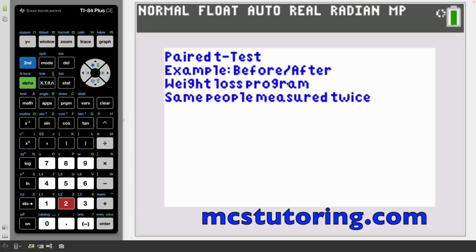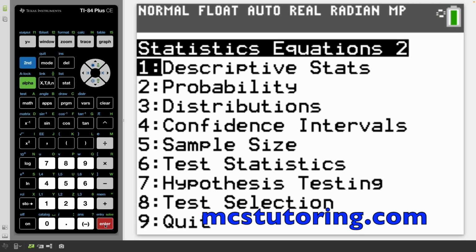See, this is so helpful. Look, it's not going to get you an A+ on your stats test or final. I mean, it may if you're already getting an A-, but it just helps, like, oh yeah, this is a before and after. This is what you'd use a paired t-test for, a weight loss program. Like, my goodness, typical example.